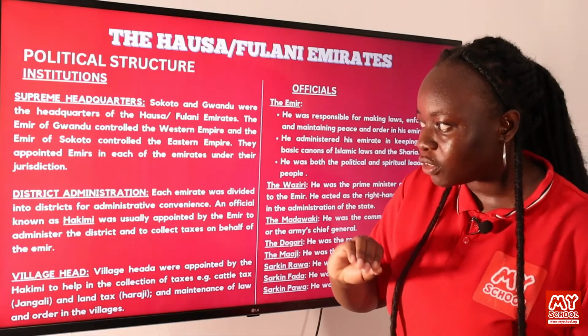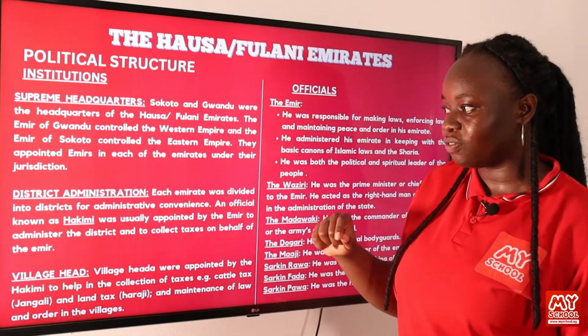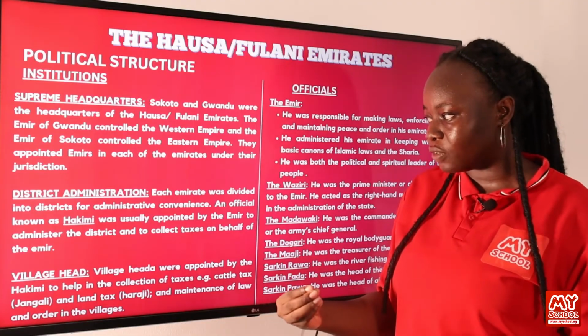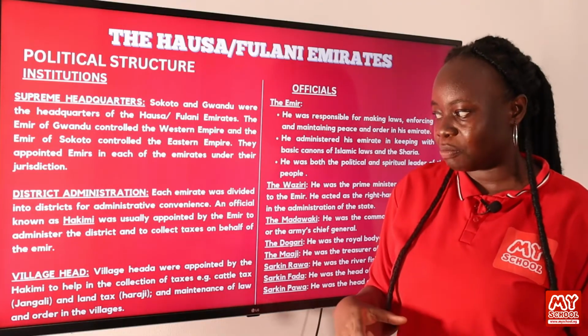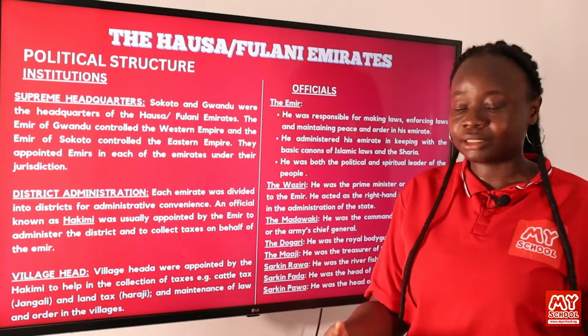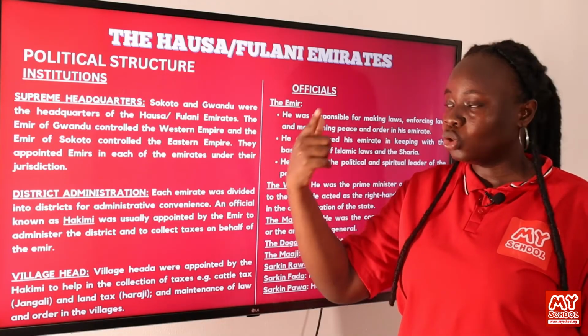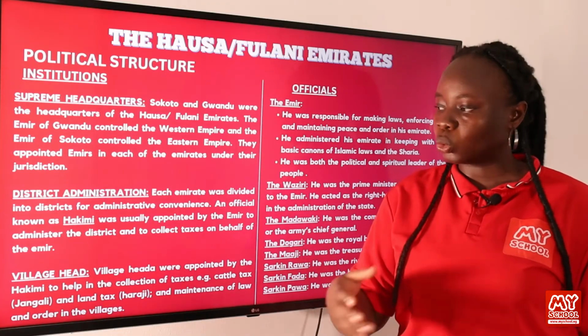Now, you can also think of the district administration as the state governments. So each emirate was divided into districts for administrative convenience. An official known as Hakimi was usually appointed by the emir to administer the district and to collect taxes on behalf of the emir. So they paid allegiance to the emirs of Gwandu and Sokoto.